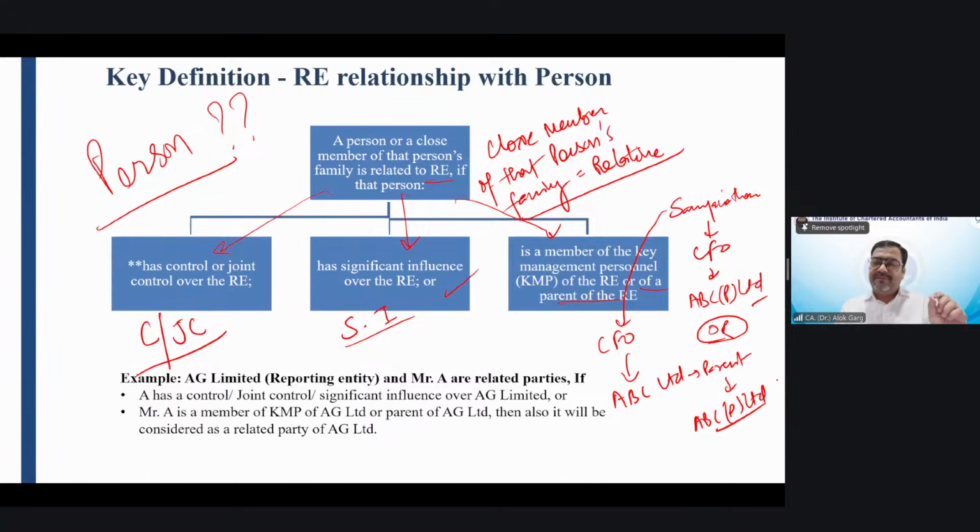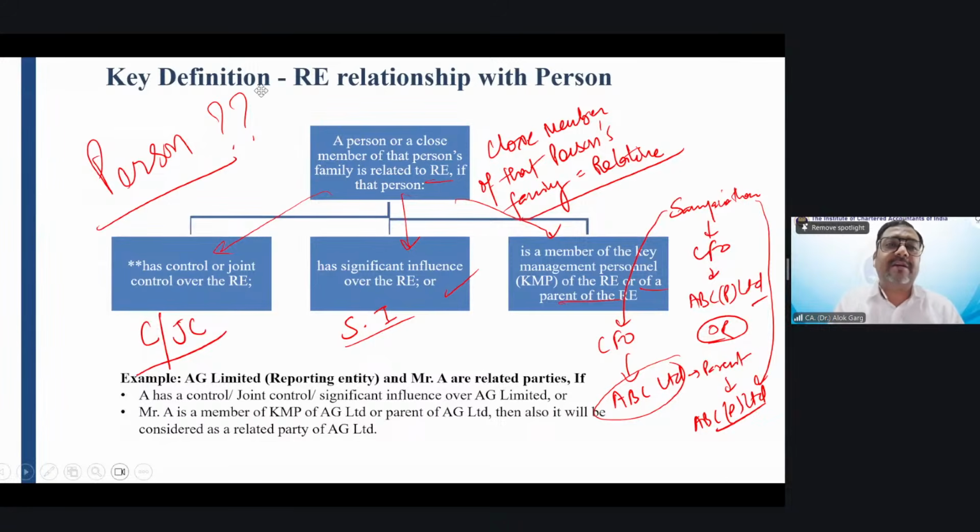So if he is a CFO of the parent of ABC Private Limited, then for ABC Limited he is the KMP, right? So he is the related party and his relatives are also related parties. Since he is the KMP of the parent of ABC Private Limited, he becomes a related party to ABC Private Limited also. So if a person is the KMP of the parent of the reporting entity, then that person is a related party to the reporting entity also. Is that clear? Okay, very good.